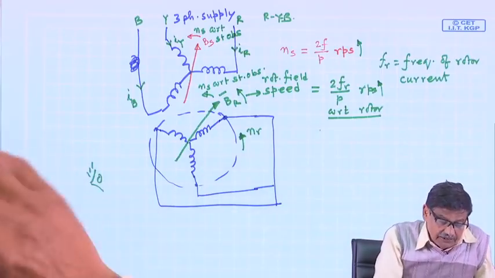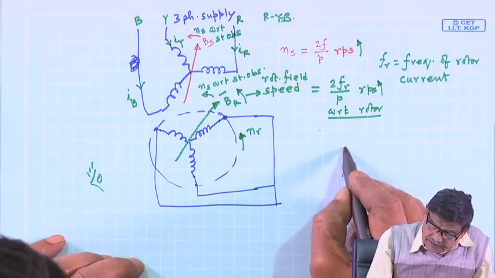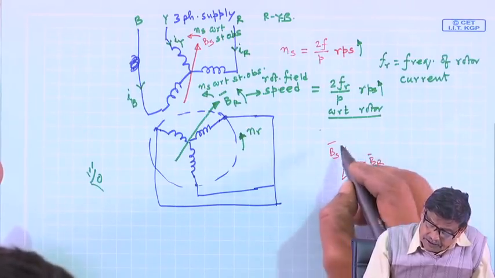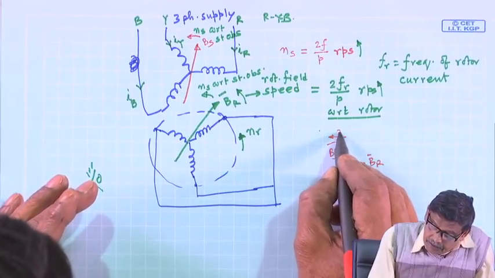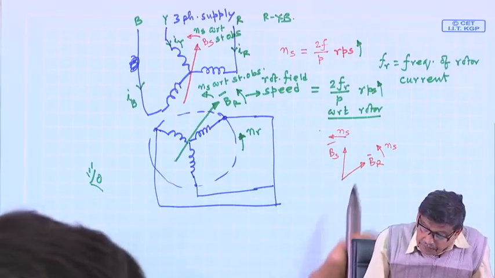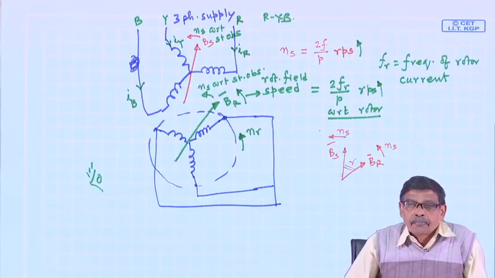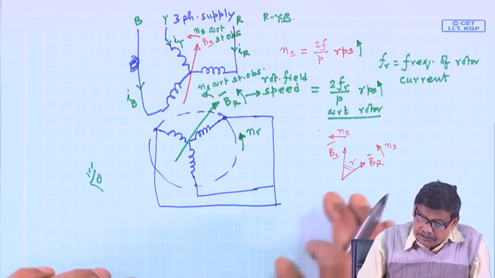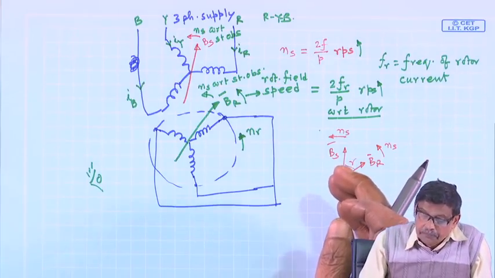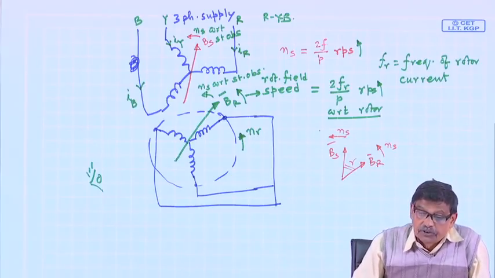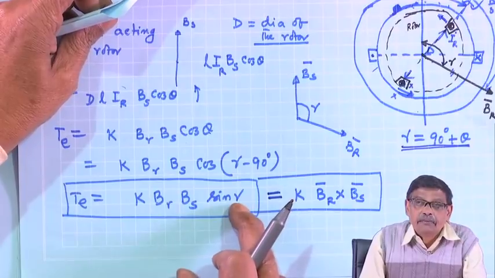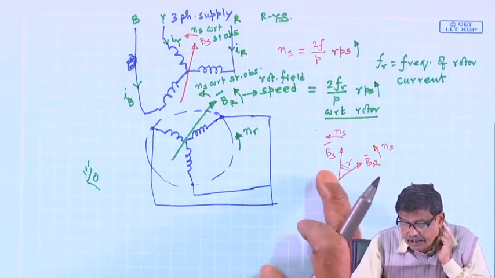Therefore, we have got two fields, BS and BR. Wherever it is, I am not sure where it will be, but it will be something like this, and both of them are rotating with a speed ns with respect to a stationary observer. Therefore, the angle between these two, which I was calling gamma, will remain constant. That is how things will go. And we would expect the motor to develop some torque, because torque after all depends upon k BR BS sin gamma, and gamma is not time varying, and BS and BR are there.